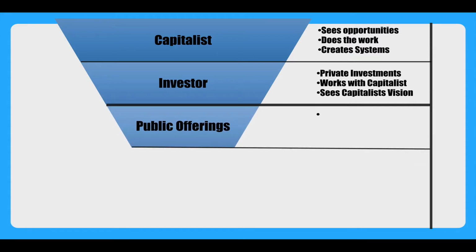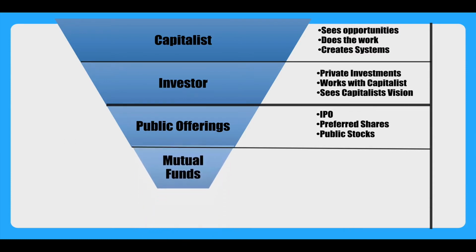Below the investor is public offerings. There are initial public offerings. Typically, most people are not getting calls by their bankers when a company is doing an initial public offering. It's very inaccessible for the average person to be able to get into. There's also preferred shares and public stocks, and stocks can be very volatile and risky. With that recent coronavirus, there were some stock market crashes, so I'm just saying that stocks can be very volatile.